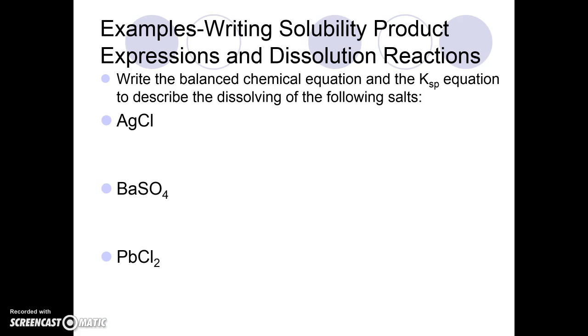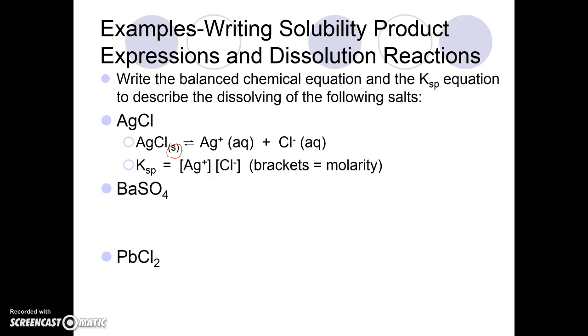So we're going to talk about how we solve problems using this concept. Examples of writing solubility product expressions and dissolution reactions. Write the balanced chemical equation and the Ksp equation using these rules to describe the dissolving of the following salts. Let's start with silver chloride. It dissolves into silver +1 and chlorine -1 through this reaction. Noting that this is a solid, which won't go in the equilibrium expression, the equilibrium expression for Ksp equals the Ag ion concentration times the chlorine ion concentration. Remember, the brackets mean moles per liter.